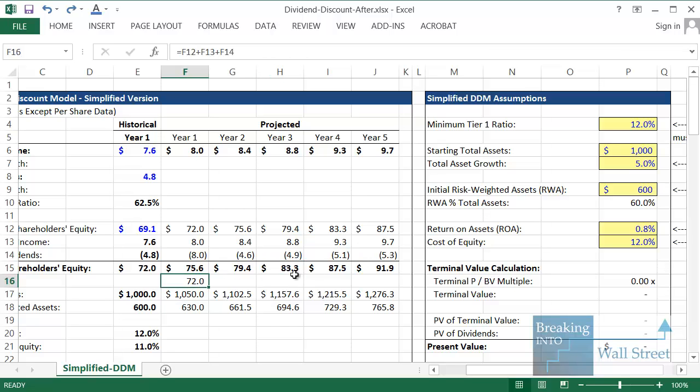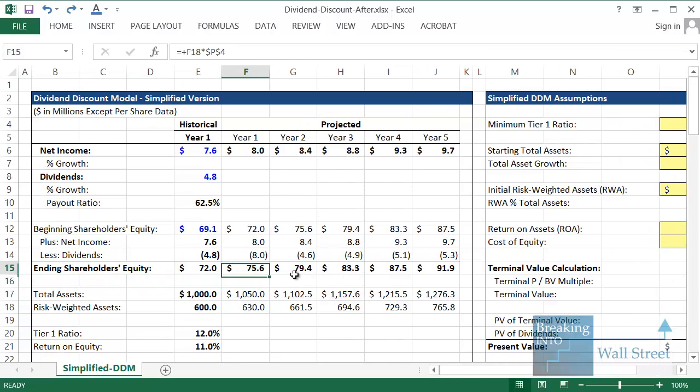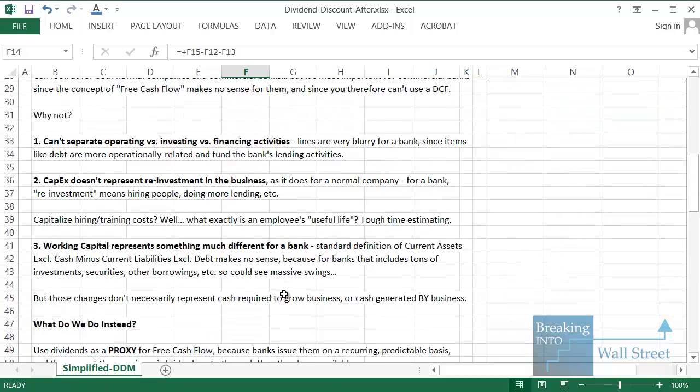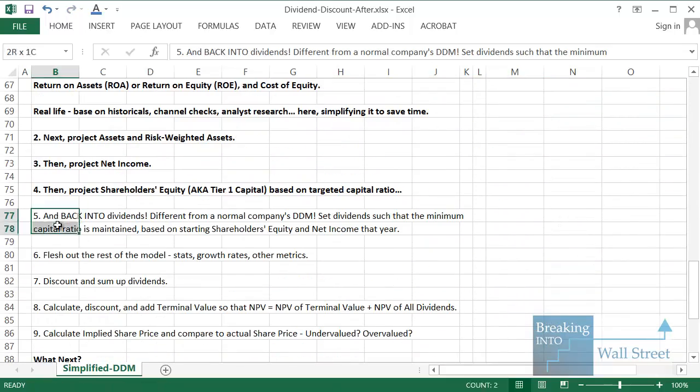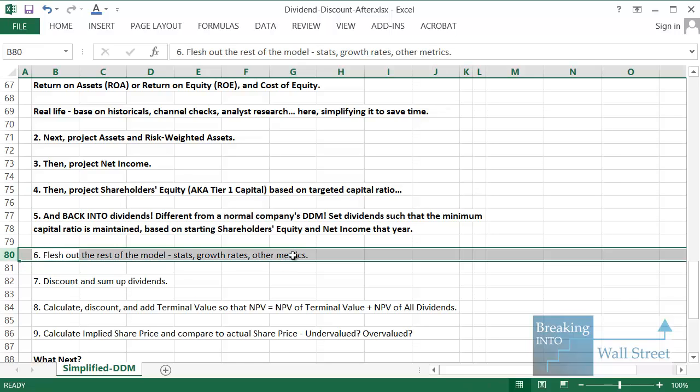And of course, in real life, it gets more complicated, and you could have lots of other things that factor in, but this is just our simplified model to teach you the concept for now. So we have our dividends calculated. I'm going to mark off step number 5. And then step number 6, we're going to flesh out the rest of the model.